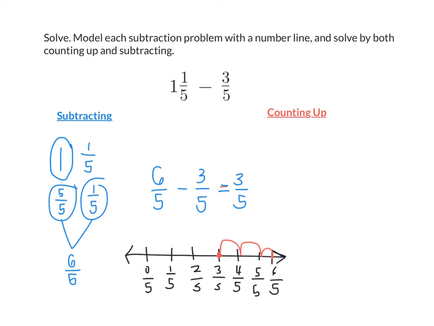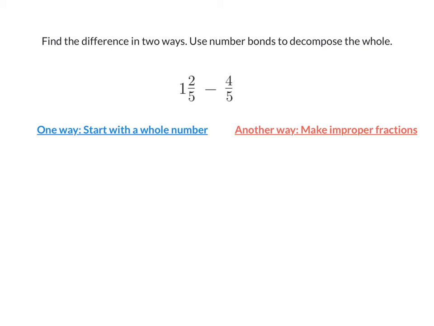We can think to ourselves, okay, if I have 3/5 and I need to get to 6/5, let's count up. 3/5 plus 1/5 is 4/5, 5/5, 6/5. How many fifths do we have to count up? 3/5. Okay, so we can use the number line to help us count up or to subtract, but the answer is 3/5. Okay, so when we subtract fractions, there are two ways we can think about it.